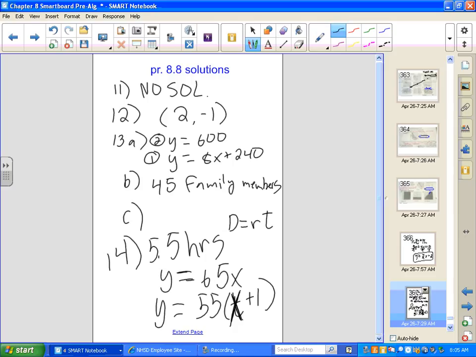Graph it. You would distribute the 55 through. So you'd have 55x plus 55. So you would graph y equals 55x plus 55, graph y equals 65x, and you would find the intersection point, which gives you that it's 5.5 hours for x. So, interesting problem. Okay, 15 was also an interesting problem.